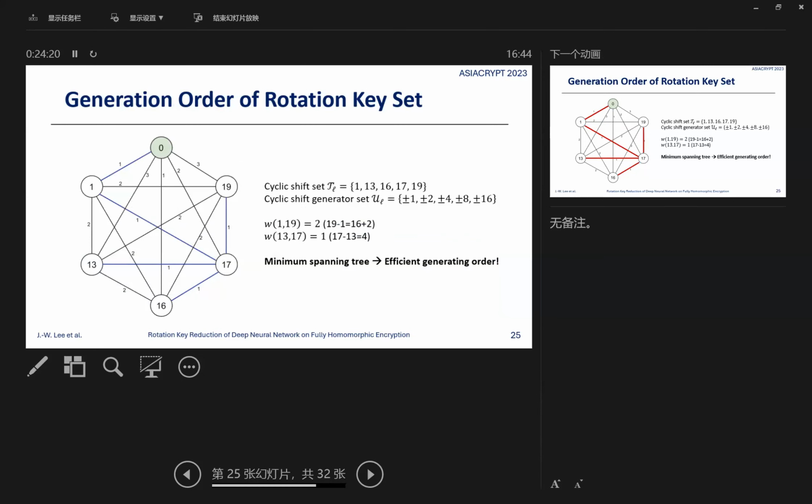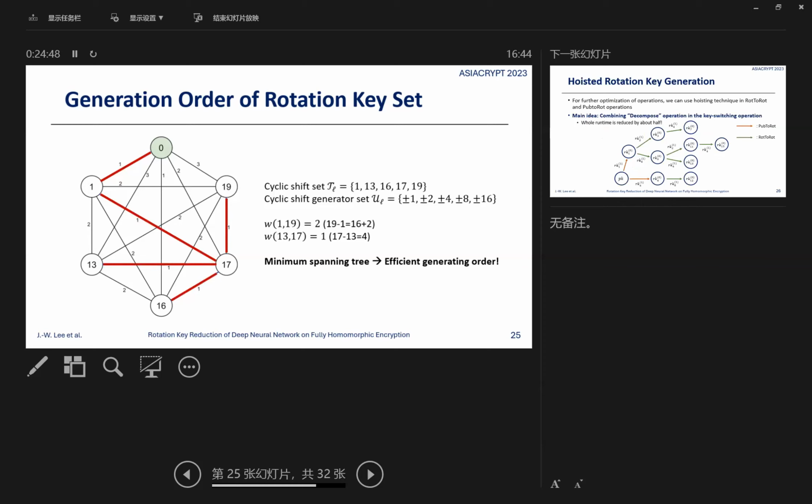There is a graph. We set up a graph with the key shifts required, and then compute the number of, such as, the power of 2 sum to the difference in the graph. Then let's apply Prim's algorithm for the minimum spanning tree problem. Then an efficient generating order can be generated.